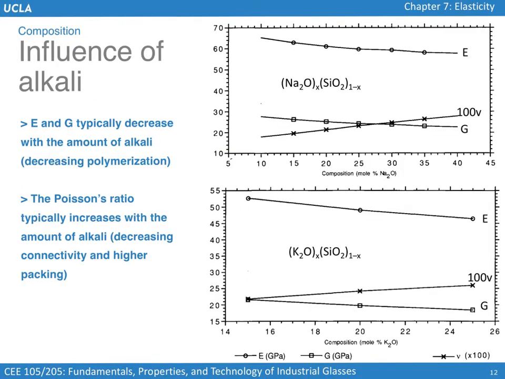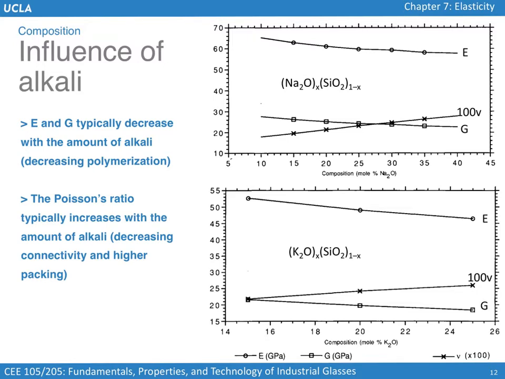So what happens when you insert some network modifier inside silica? Here you can see for sodium silicate and for potassium silicate the evolution of their Young's modulus, shear modulus, and the Poisson's ratio. Here the Poisson's ratio has been multiplied by 100 so that we can plot it on the same plot. Otherwise the scale of the Poisson's ratio would be too low.